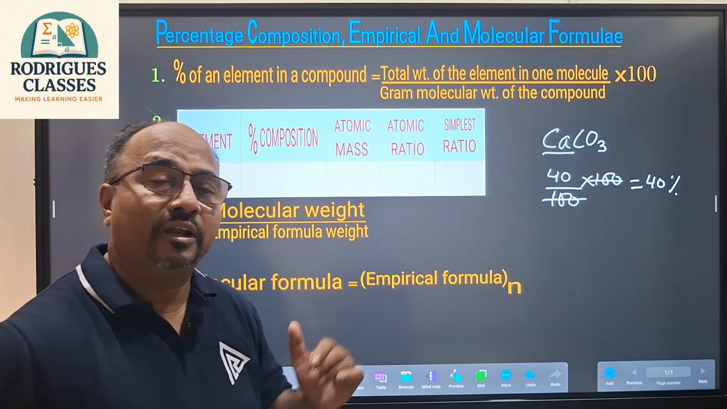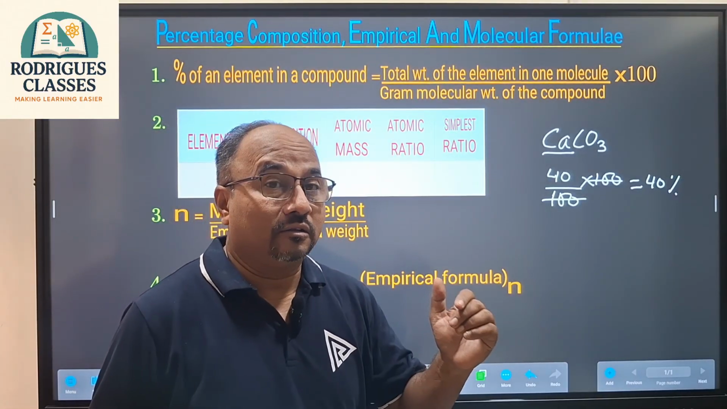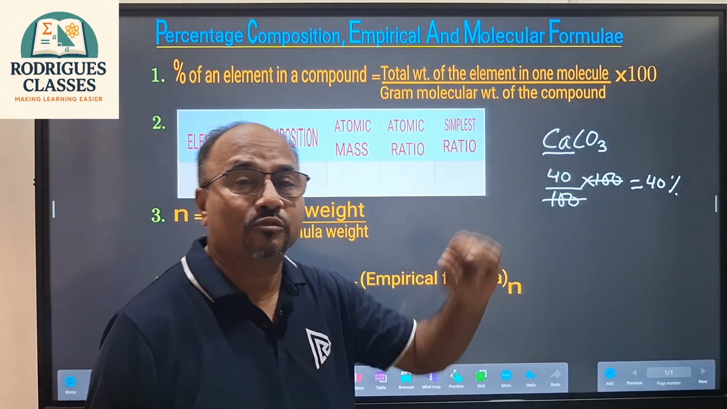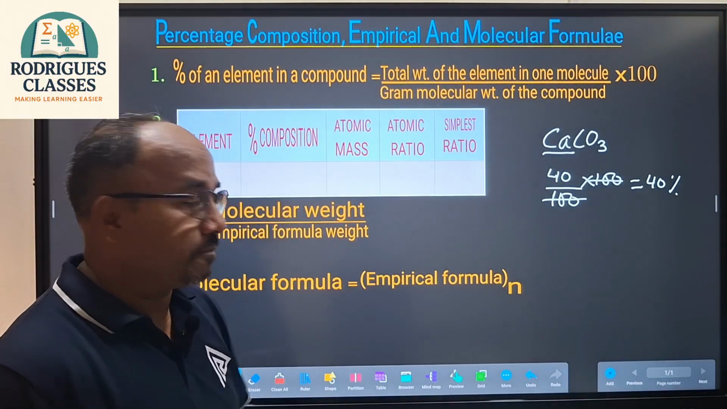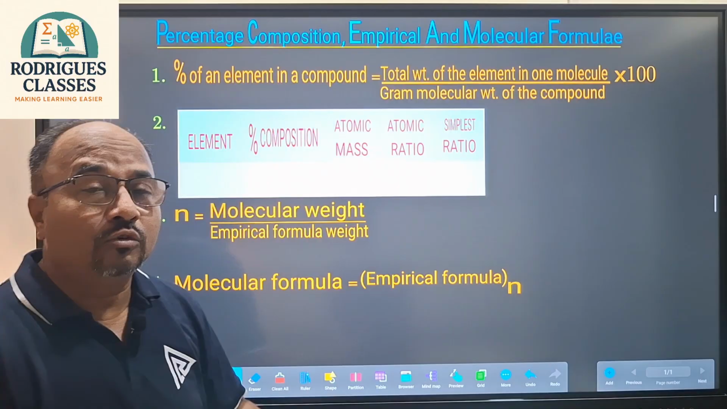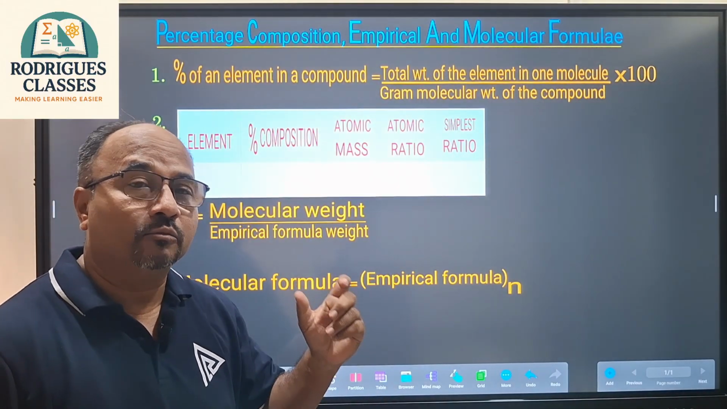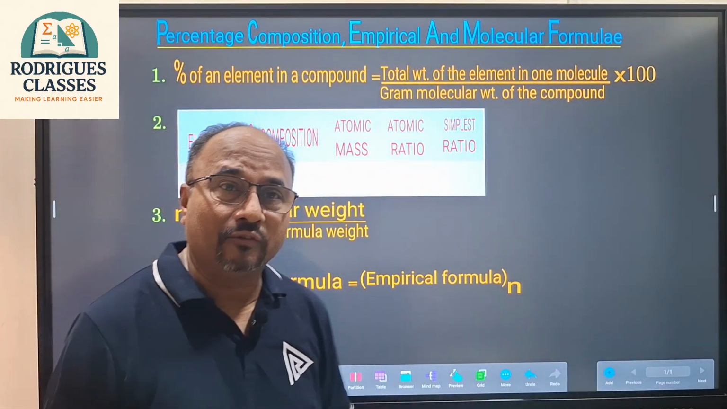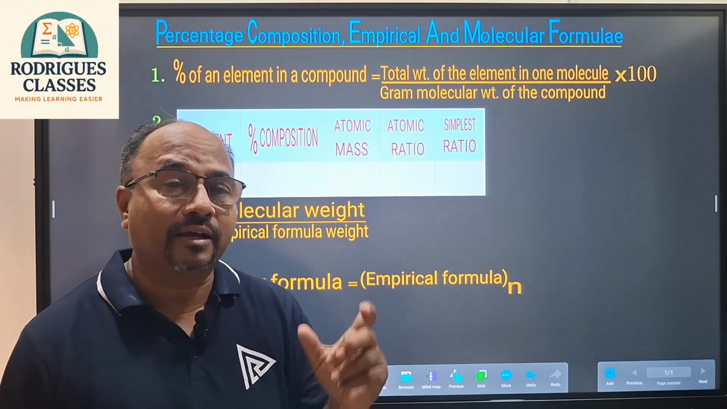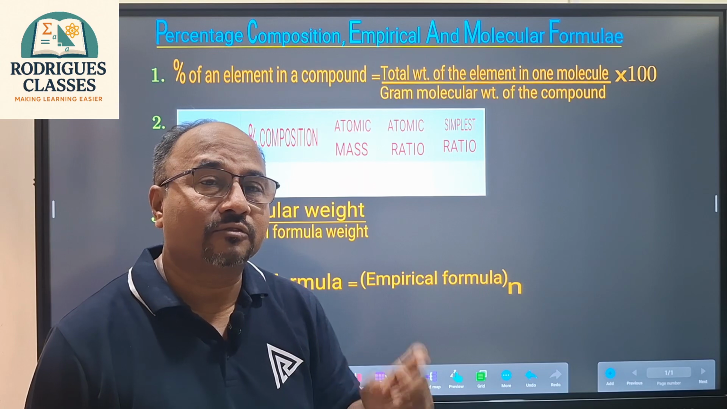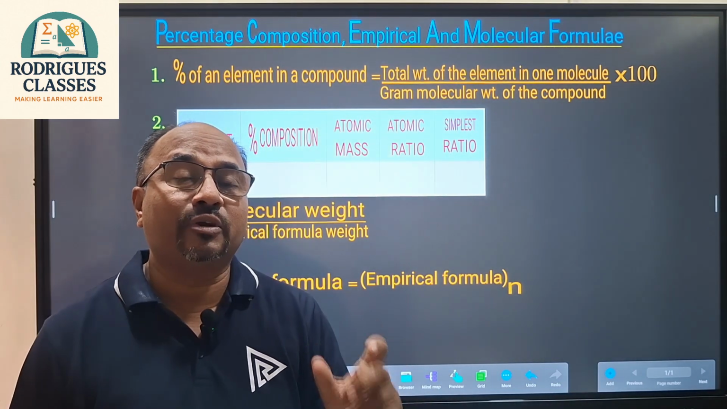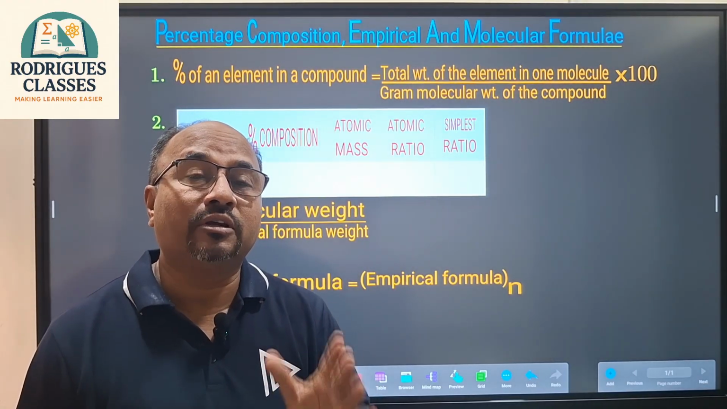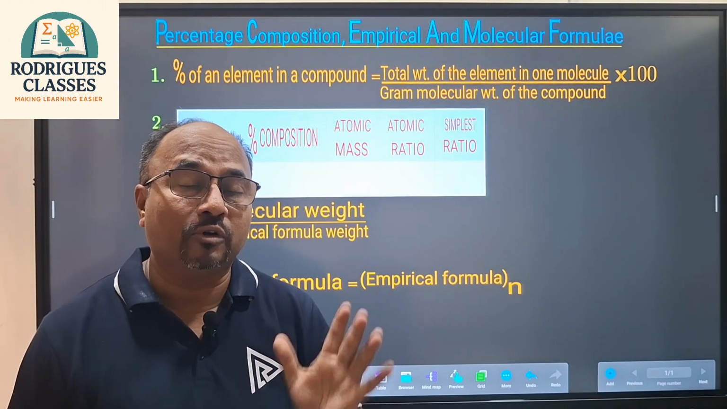So this is the way wherever we have to find the percentage of any element in its compound, this is the procedure we are going to follow. Now coming to how we calculate the molecular formula from the empirical formula. But first, what is the empirical formula? Whenever we write a compound, the simplest ratio in terms of whole numbers of each element present in a compound gives you the empirical formula.